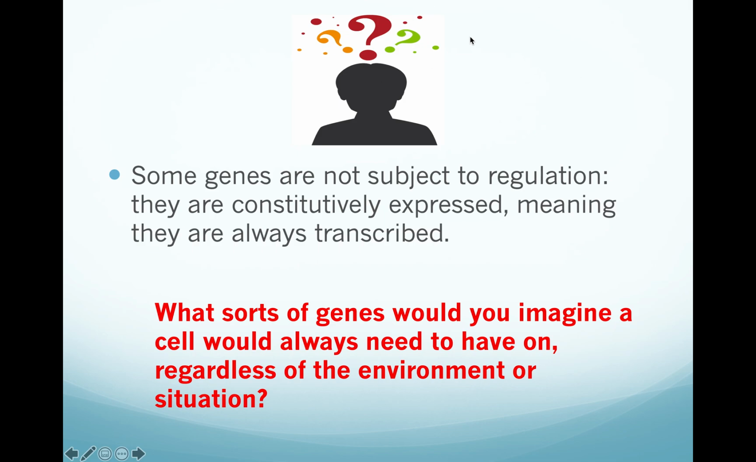Now I have a question here. As you can see, there are question marks here. Some genes, if you remember a few slides before this, are not subjected to regulation. They are constitutively expressed, meaning they are always transcribed. So anyone could just think about it in your mind first, or just jot it down. Probably when we meet next, we will discuss it a bit. What sort of genes would you imagine a cell would always need to have on, regardless of the environment or situation? Think about that, either in prokaryote or eukaryote, or you yourself, a human. Think about it.